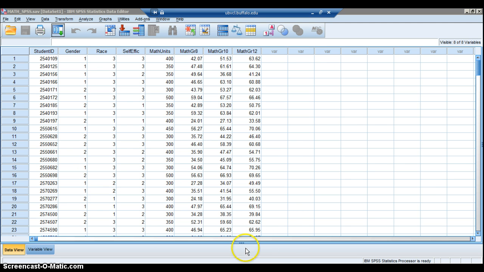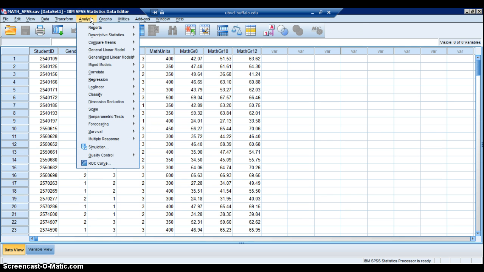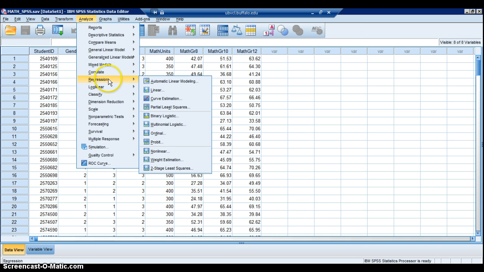So to do a simple regression, we're going to go to Analyze, down to Regression, and then you're going to pick the option that says linear regression.